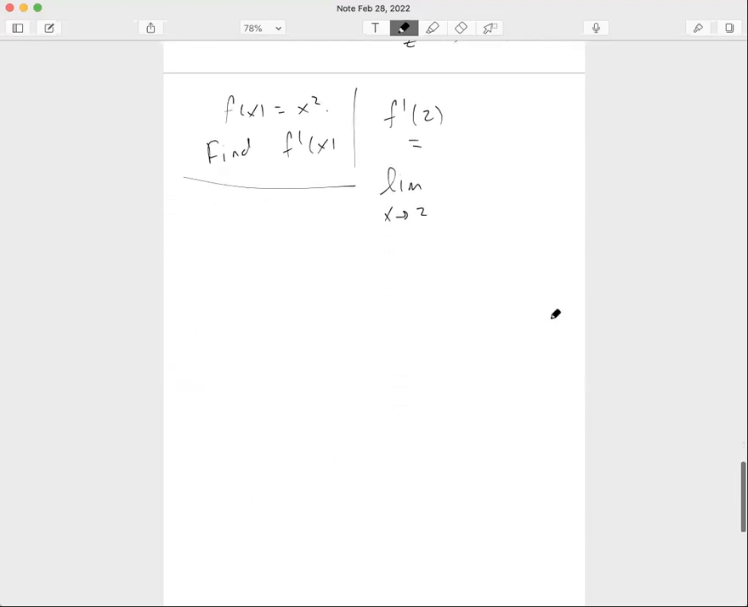So what we did last time with the derivative of x squared was f of x minus f of 2 over x minus 2.